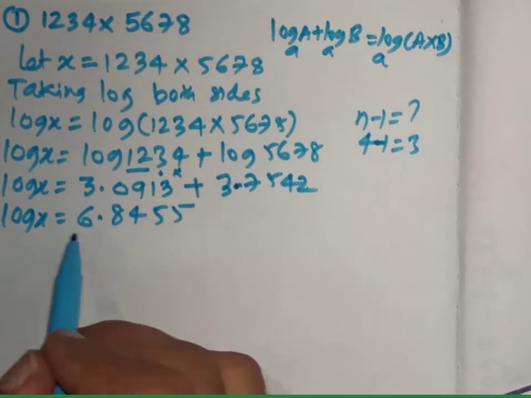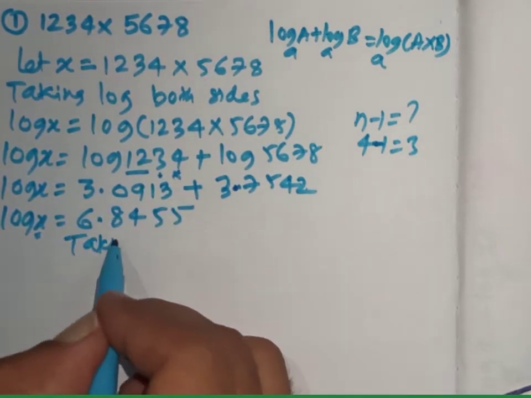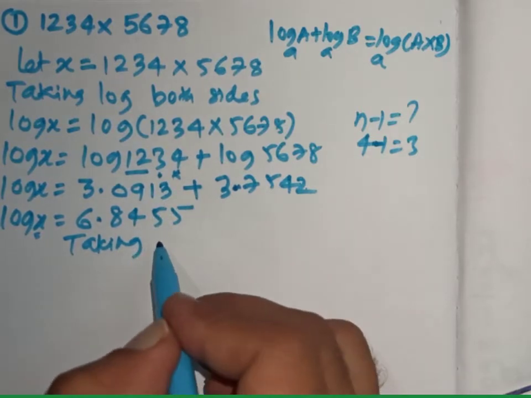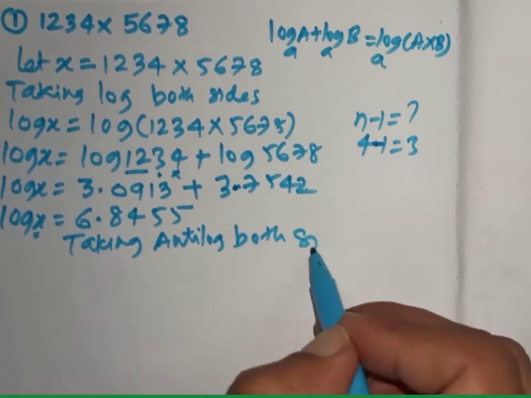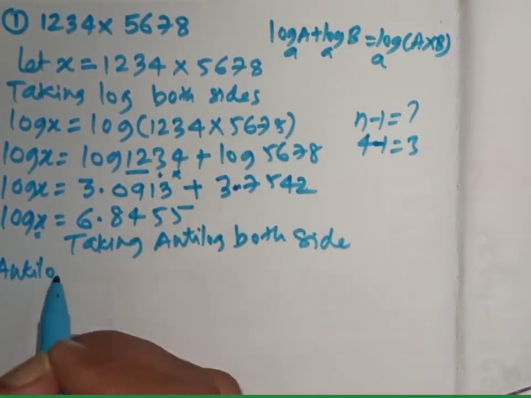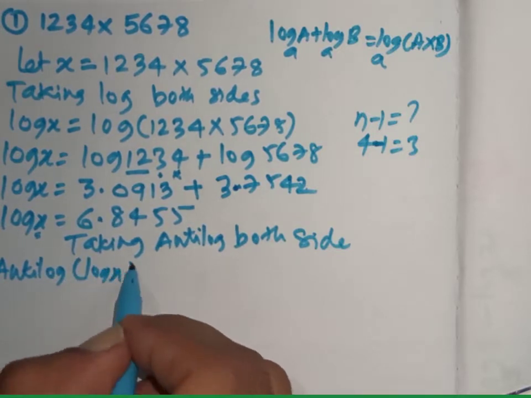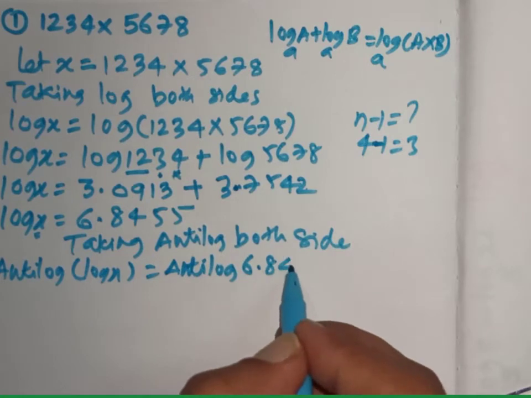Now we have got log of x, but we don't want log of x, we want to know what x is. So this is the normal procedure. Once you know how to do it, write this also: taking antilog on both sides. Therefore when we take antilog on both sides, it will be antilog of log of x and antilog of 6.8455.